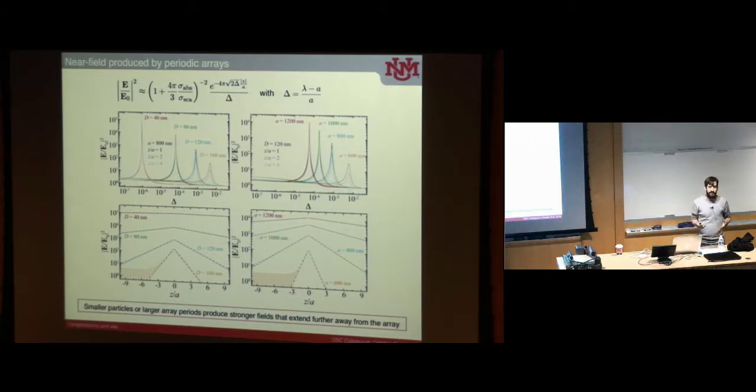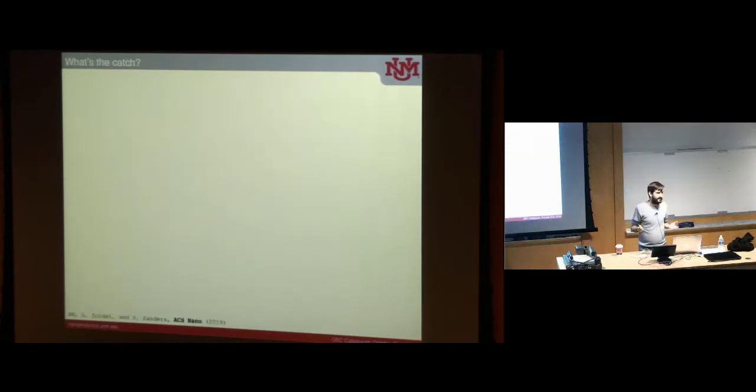And of course, by this point, probably you are thinking, okay, you're telling me that I get an array, I have some field enhancement, and then I make the particles smaller, and you get more field. I keep making them smaller, and I get more and more field. So then why not go to just one atom or half an atom if I could, no? So essentially, what is the catch? What is the catch of all of this?